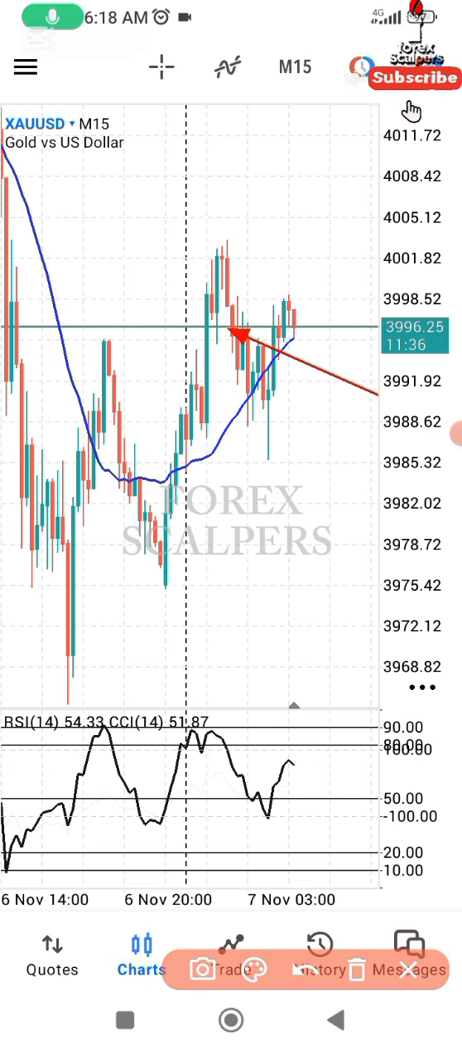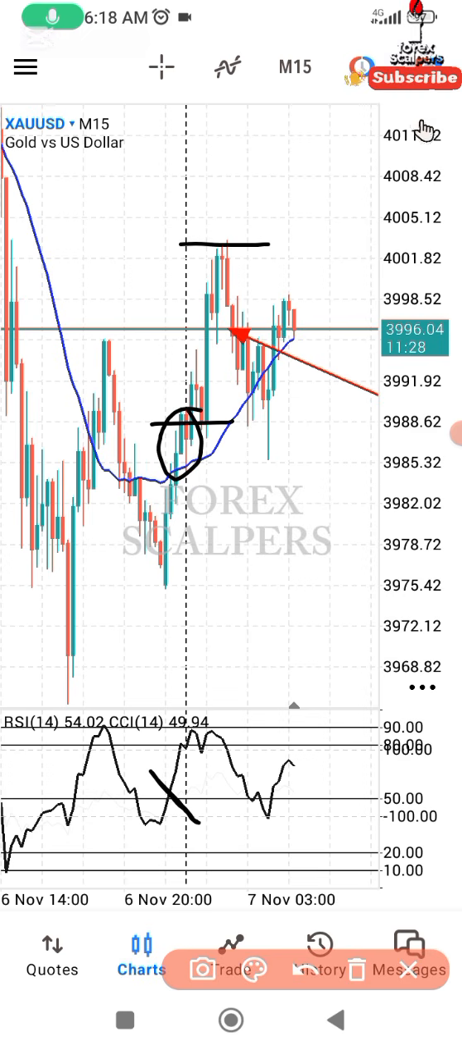Once that is established, look at this cross, and then price closes above here, you now buy. You can see it's a scalping strategy. You don't need to hold the trade. So however, pay attention to this again.